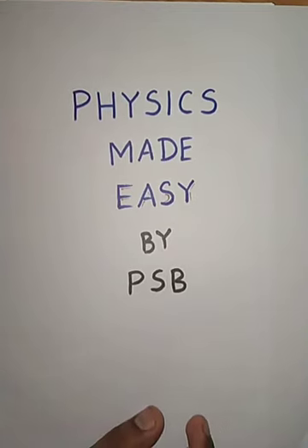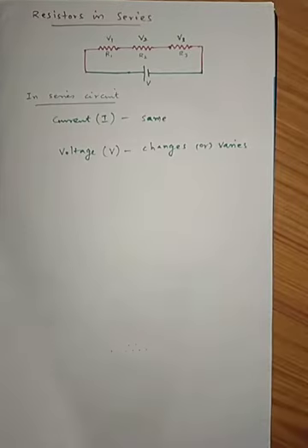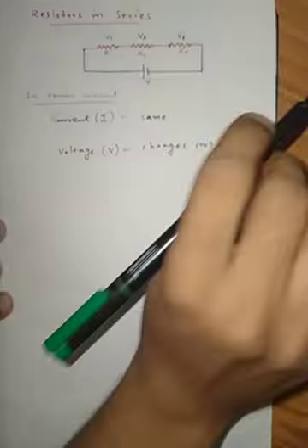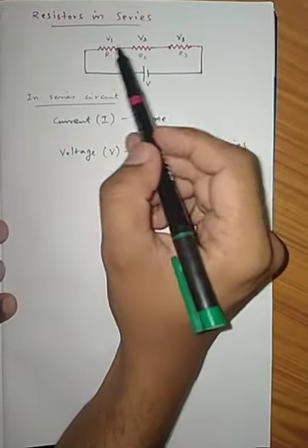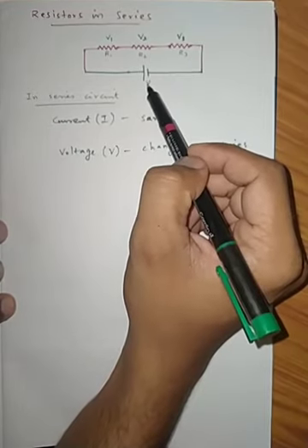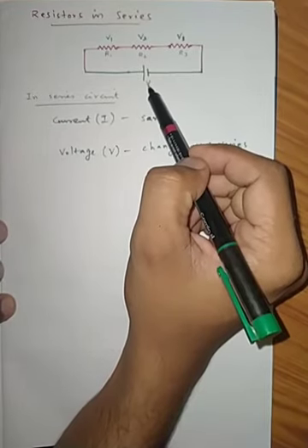In this video we will learn how to find out the resistance of resistors connected in series. Let us consider three resistors R1, R2 and R3 connected in series to a cell that provides potential V.